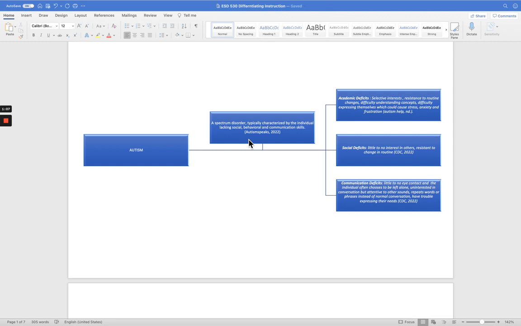Socially, there is little to no interest in others, and again, the resistance to change in routine. Communication-wise, there will be little to no eye contact, and the individual often chooses to be left alone. Sometimes they are uninterested in conversation but will be attentive to other sounds, repeat words or phrases instead of normal conversations, and have trouble expressing their needs.